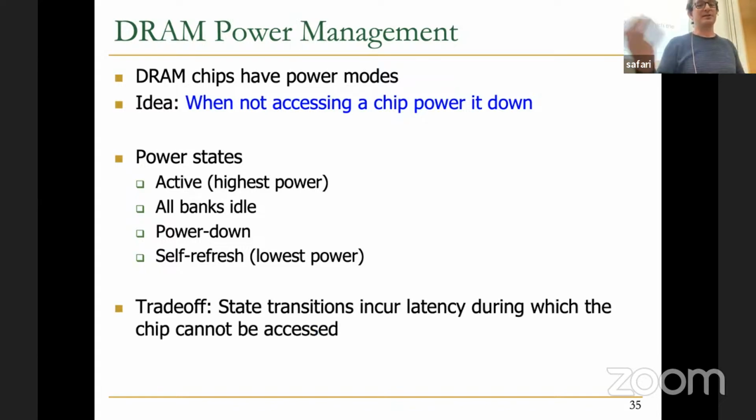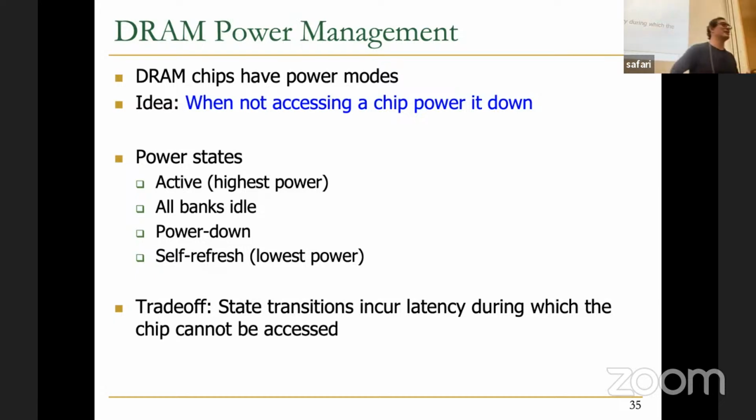Okay, so the trade-off is that when you transition from one state to another, low power to high power or high power to low power, you incur latency, during which the chip cannot be accessed. This is kind of dead time, where you need to transition the power state. This clearly has an impact on performance. So if you're optimizing for power, you need to be careful, right? When should I put the DRAM into self-refresh state? This is kind of a prediction mechanism again, right?